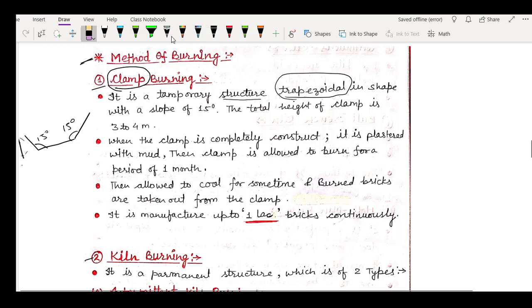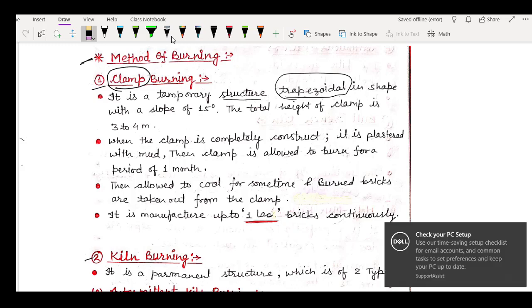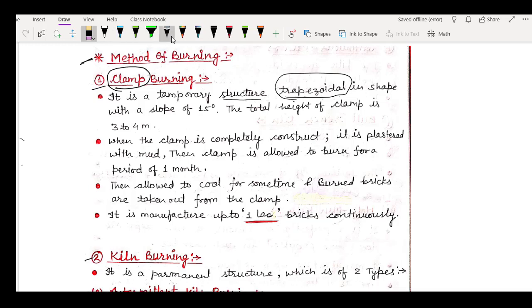Second point for the clamp: the clamp is completely constructed and plastered with mud, and it is allowed to burn for a period of 1 month. So it takes much time here. Third point: it is then allowed to cool for some time, and the burned bricks are taken out from the clamp. For taking out the bricks we have to cool down that clamp for some time.